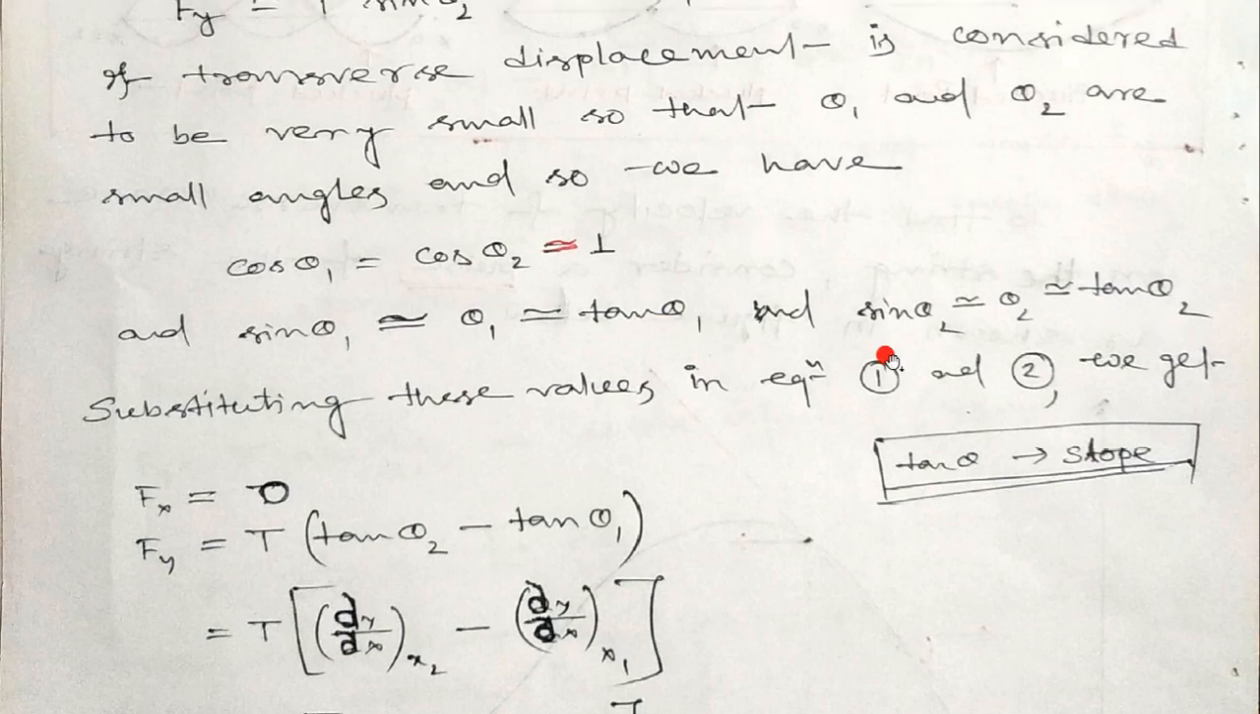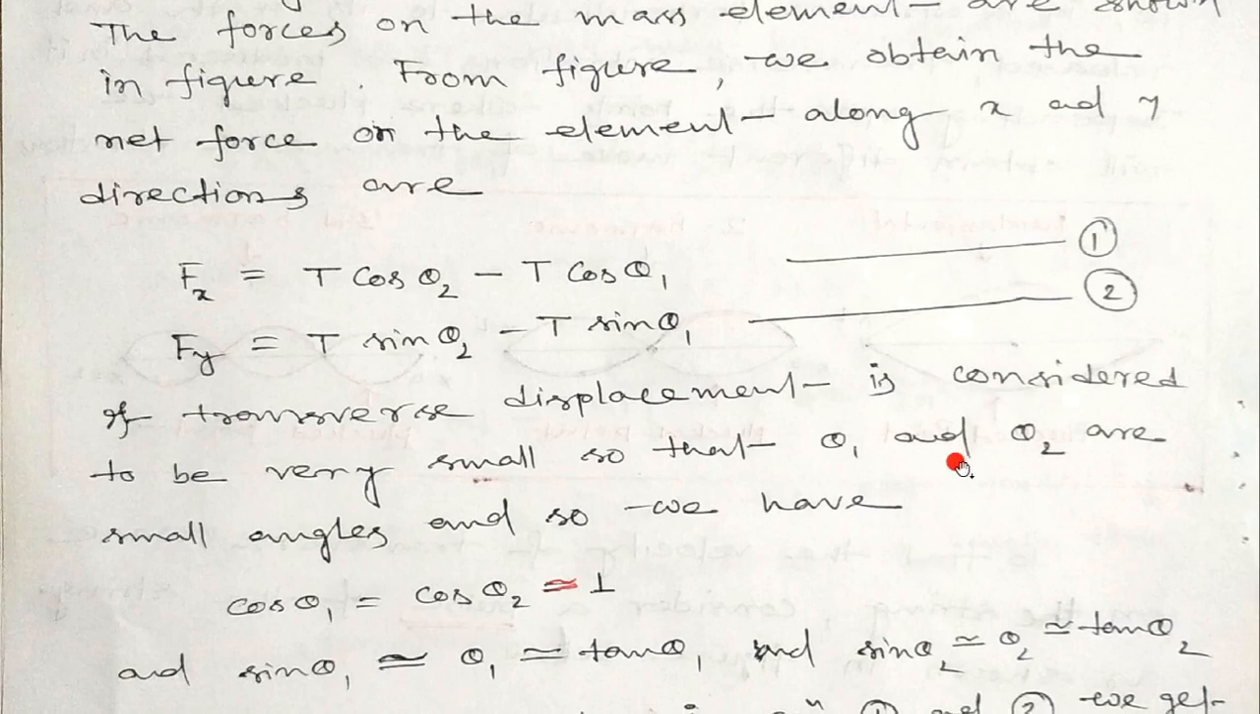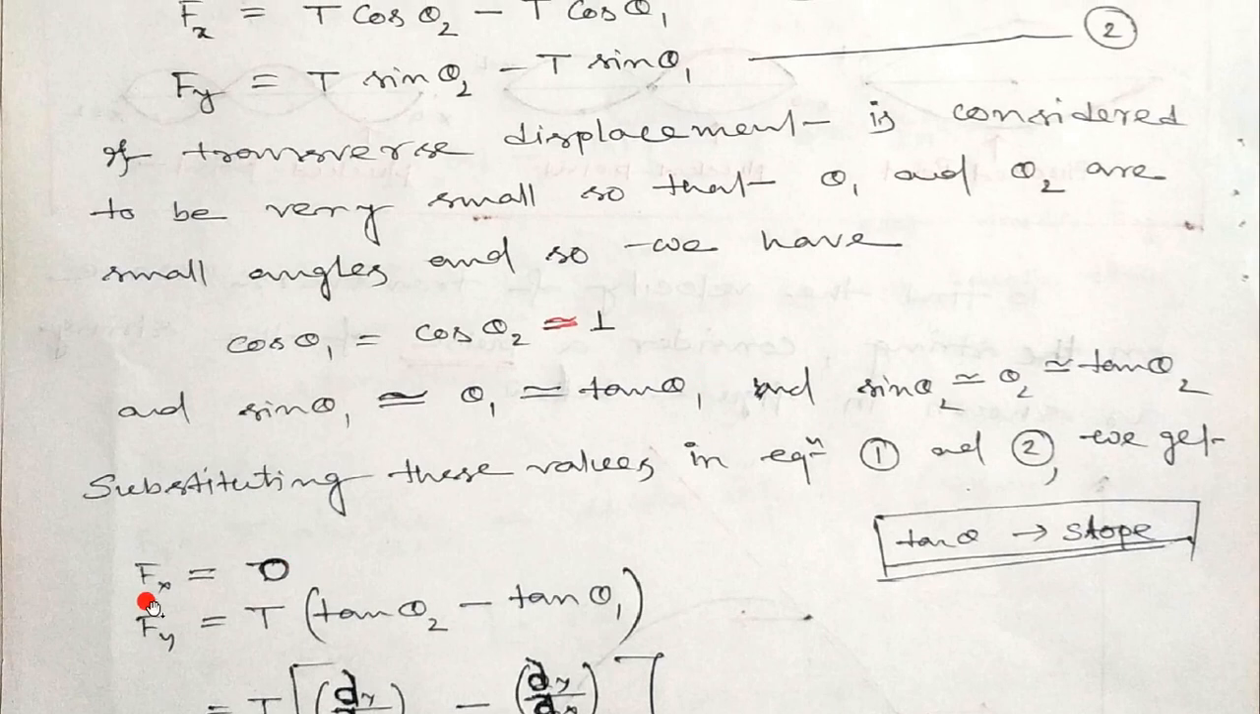So, considering this approximation in equations 1 and 2, here we obtain the net x directional force to be equal to 0, and Fy equal to T (tan theta 2 minus tan theta 1). Here what we observe is that the net x directional force vanishes.